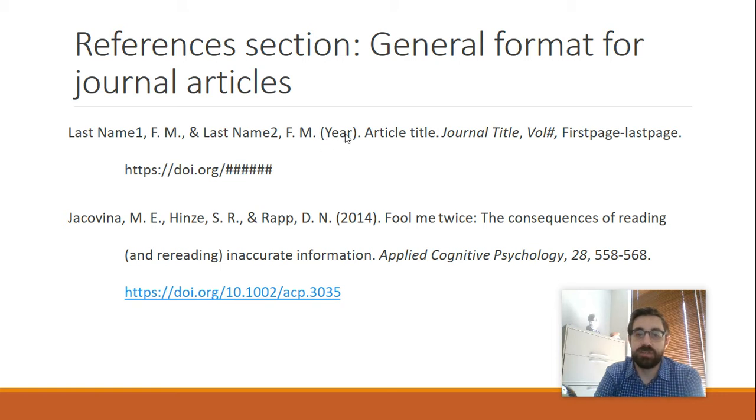Then the year shows up in parentheses. The article title shows up. Then the journal title and the volume number, both italicized. Then the page numbers. Then this thing called the DOI.